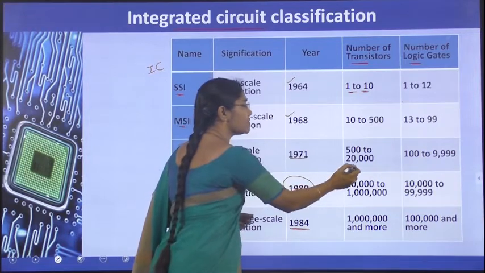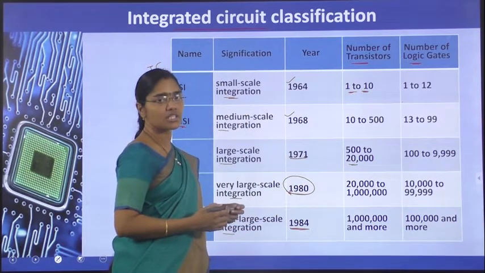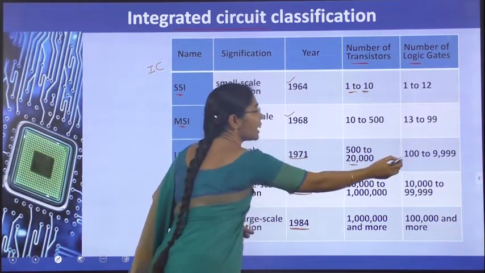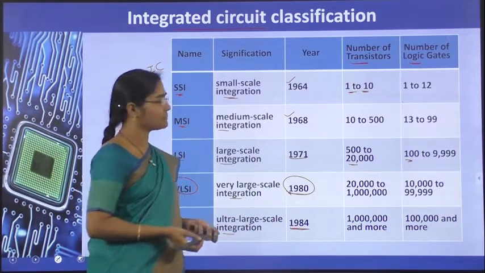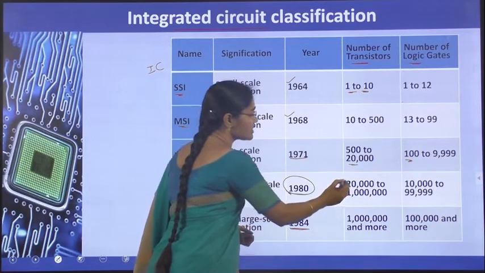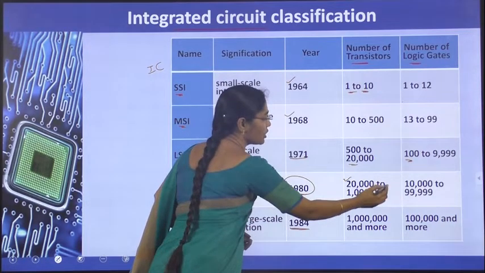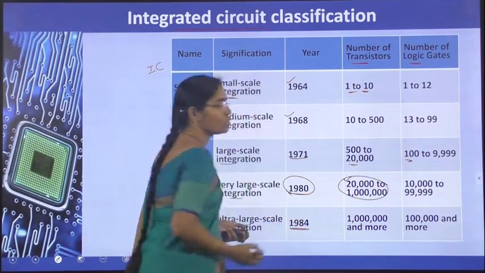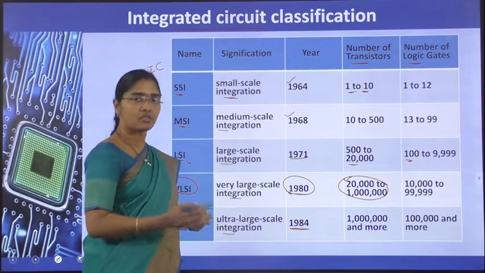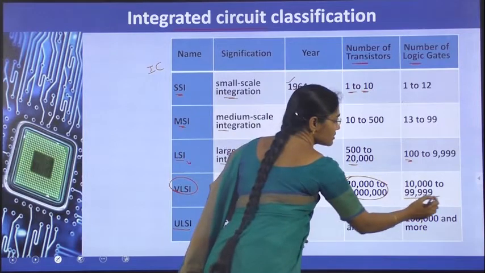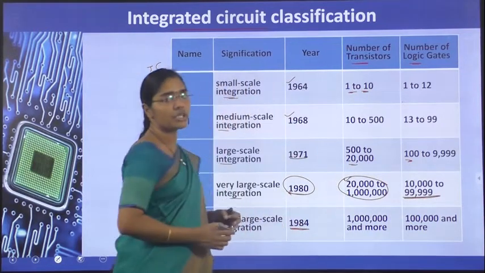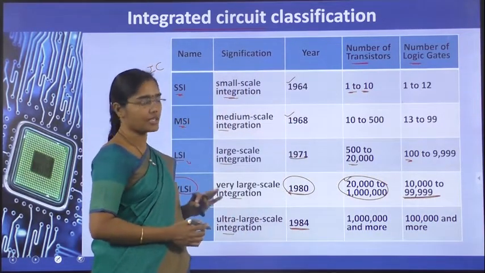LSI has 500 to 20,000 transistors, and a gate count of 100 to 10,000. And VLSI has a transistor count of 20,000 to 1 lakh on a single chip, and gates from 10,000 to 10 power 6.